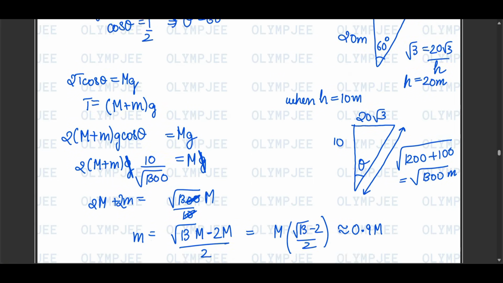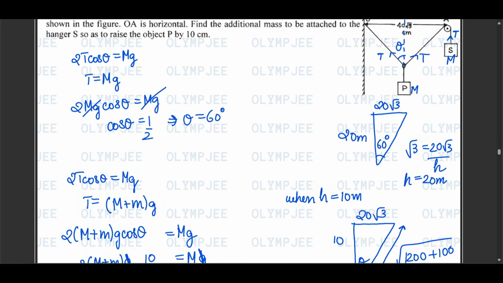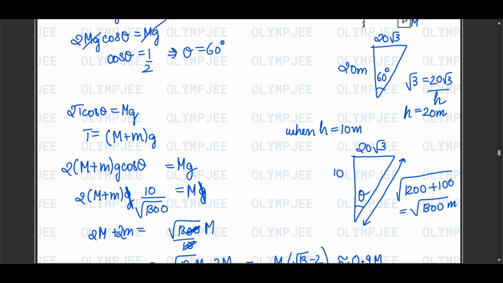So we need to add almost the equal weight. So this will become 2M almost, right? A little bit less than 2M, so that this has raised by 10 and it is still at equilibrium. So this was a nice question.